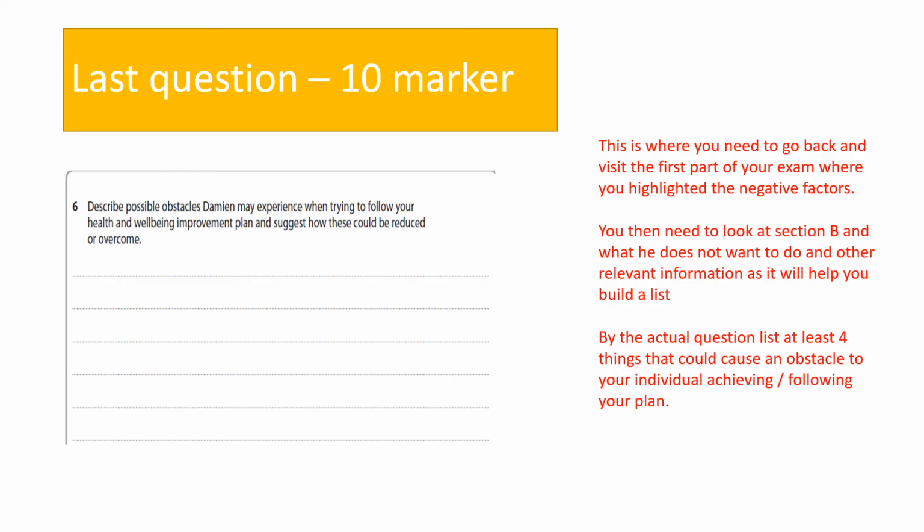So you need to go back, visit the first part of your exam where you've highlighted the negative factors. Then you need to look at section B and what he does and doesn't want to do. By the actual question, list at least 4 things that could cause an obstacle to your individual achieving or following your plan. Go back, look at the revision guides. What are the most common obstacles? It'd be things like lack of time, lack of money. It could be motivation, disability. These can all impact on you achieving goals. Or where you live, geographical barrier. Perhaps you live too far away from a sports centre. So try to consider all the things that could affect your individual and pick 4 using the evidence that you've got previously too.